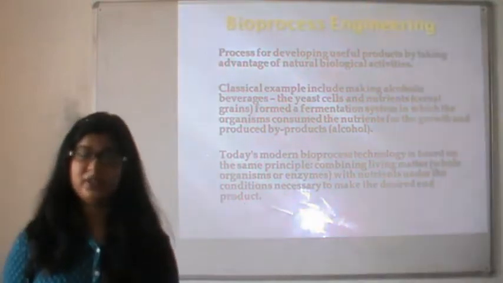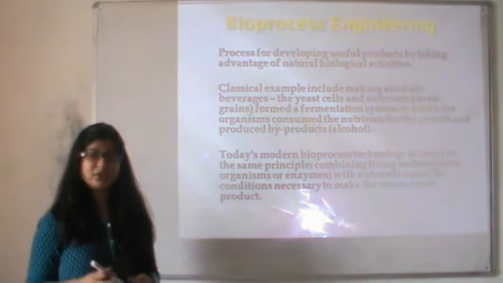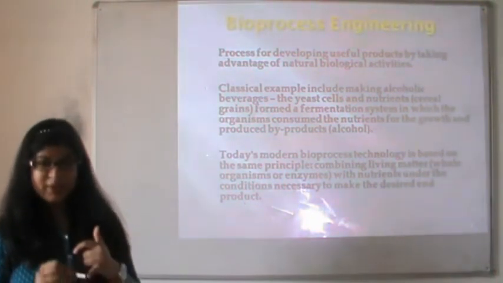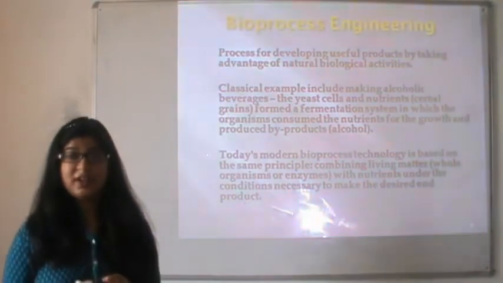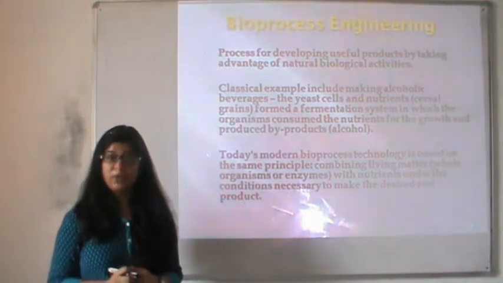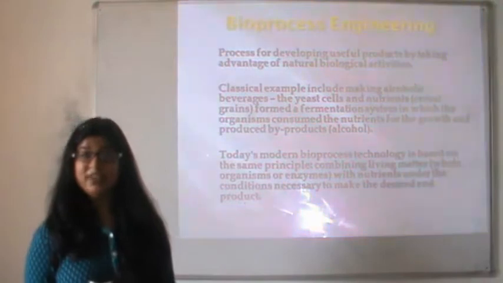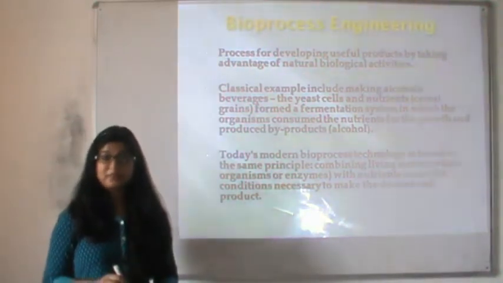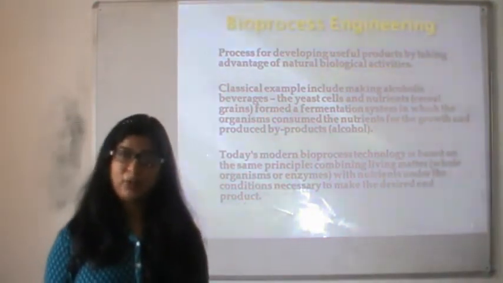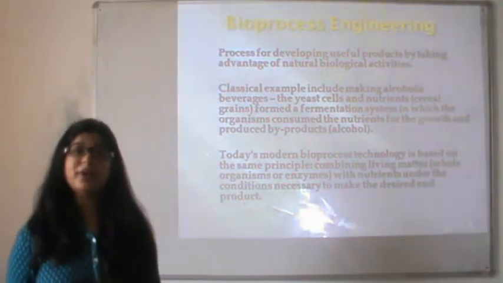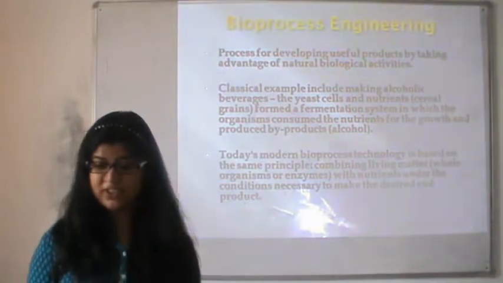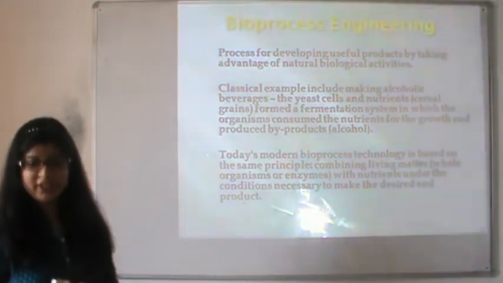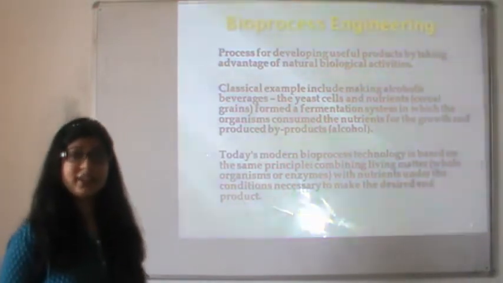Now how can we engineer a bioprocess? Suppose in an industry we have to produce a bulk quantity of material, then we have to check the pH, temperature, and conditions of the bioprocess. If we can optimize the pH and temperature required for maximum production of penicillin, we can produce it in huge quantity and with economic viability. So that is the objective of a bioprocess, to produce large quantities required for industrial importance with economic viability. Modern bioprocess technology is based on the same principle, that is combining living matter, either organisms or enzymes, with nutrients under the conditions necessary to make the desired end product.